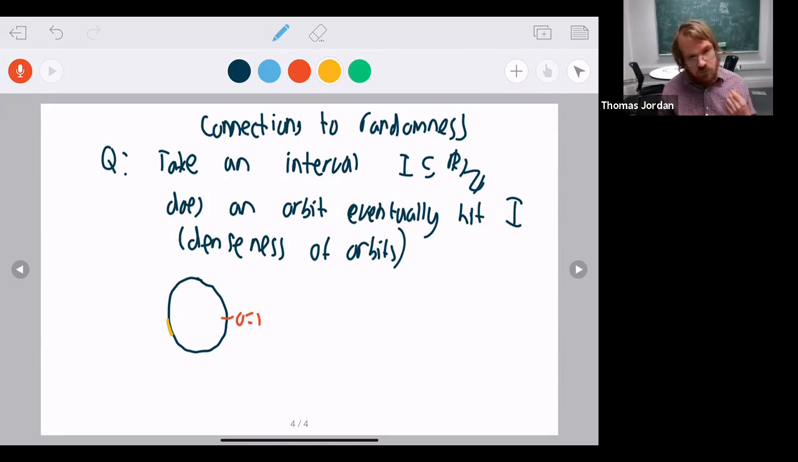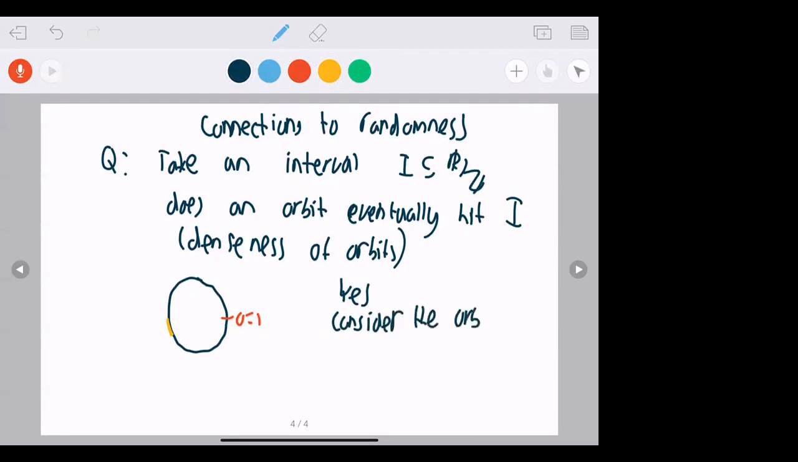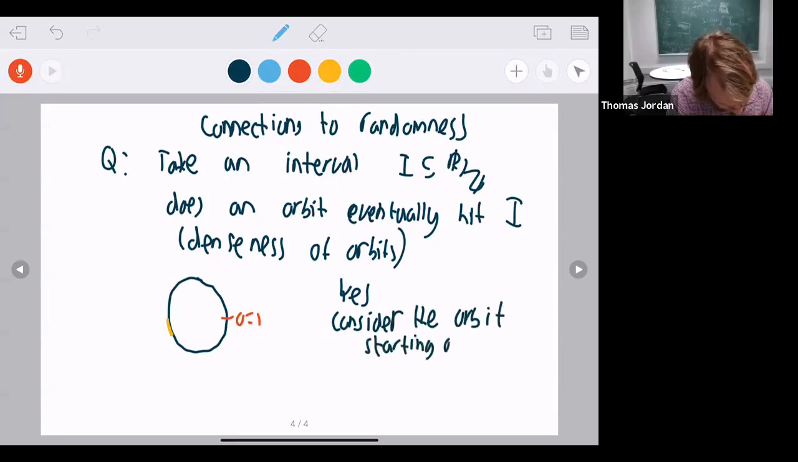Okay, so the answer is yes. Now I'll try and demonstrate why it's true, just for the case where we consider the orbit starting at alpha. So these would be the points alpha, T of alpha, which in this case would be 2 alpha, and then T squared.